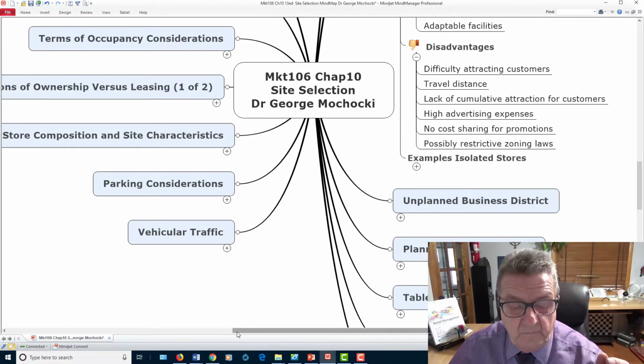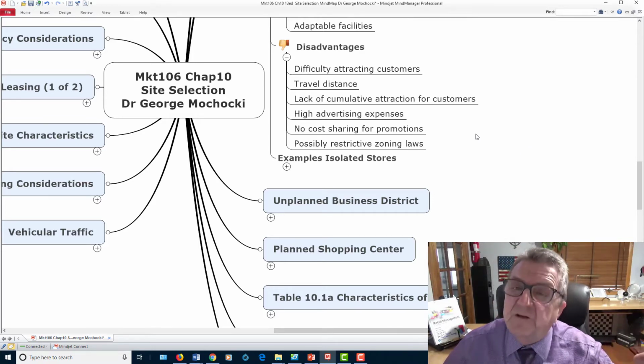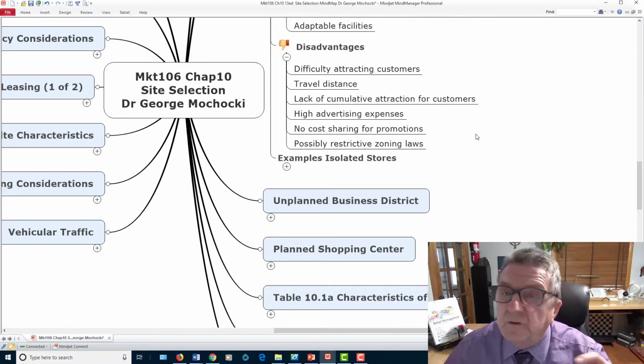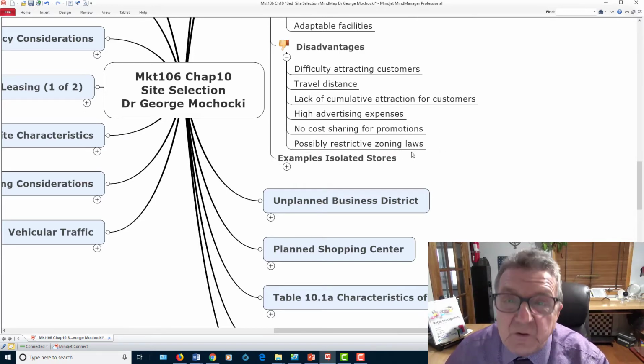Okay, so under the disadvantages: travel distance. But some people, if you've got a good product, if it's something they want, something unique, they'll drive. Trust me. High advertising expense, more because you're isolated. They don't see you, not walk-through, they don't drive by. You have to stimulate that awareness in them. Possibly restrictive zoning. Sometimes those zoning rules are in your favor.